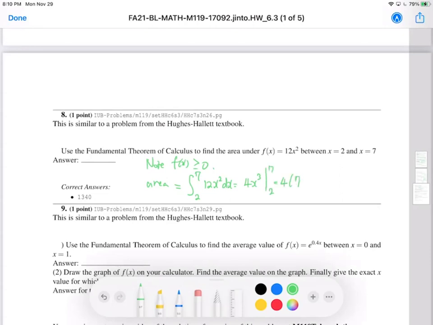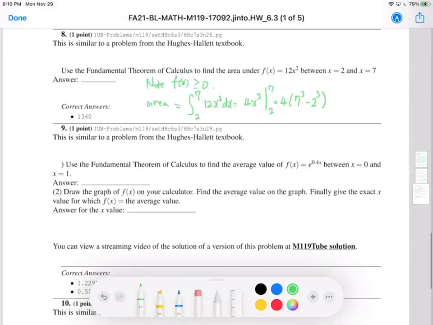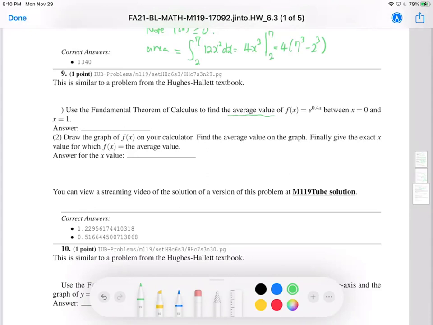4 times 7 cubed minus 2 cubed. Okay. So number 9. Again, for this question, you can find the average value. The average value is given between 0 and 1. So the average value is given by the formula 1 over the length of the interval, integral from 0 to 1 of e to the 0.4x dx.